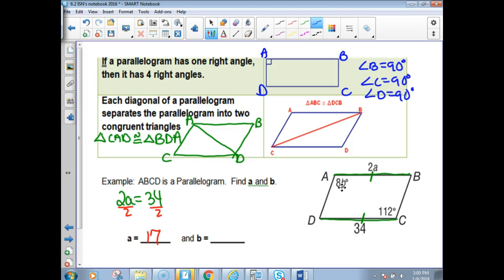To find B, it says 8B degrees, which means that's an angle. And angle A is congruent to angle C because they're opposite angles. So 8 times B equals 112. To solve it, we would divide by 8 and get 14.